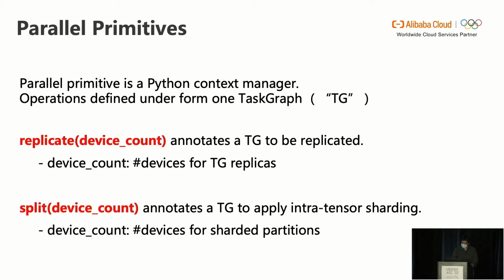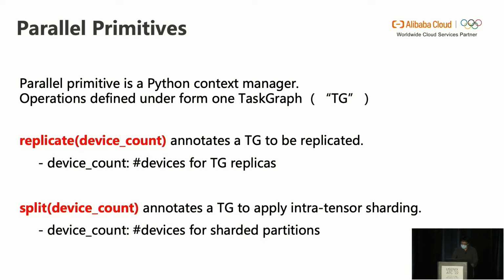The parallel primitive is a Python context manager, where operations defined under it are modularized as one task graph. It allows users to suggest parallel strategies with two unified primitives, replicate and split. Replicate allocates a task graph to be replicated. Device count is the number of devices used to compute the task graph replicas. Split allocates the task graph to apply intra-tensor sharding. The device count here denotes the number of partitions to be sharded. Each sharded partition is placed on one device.